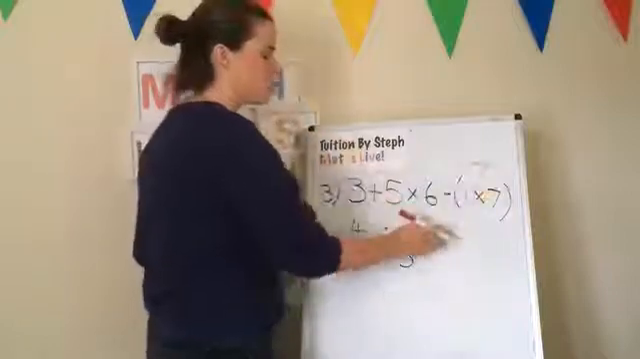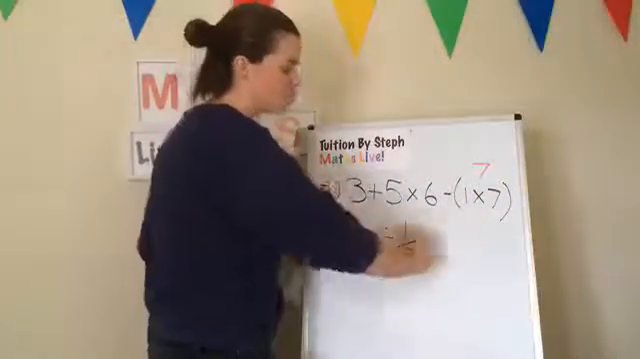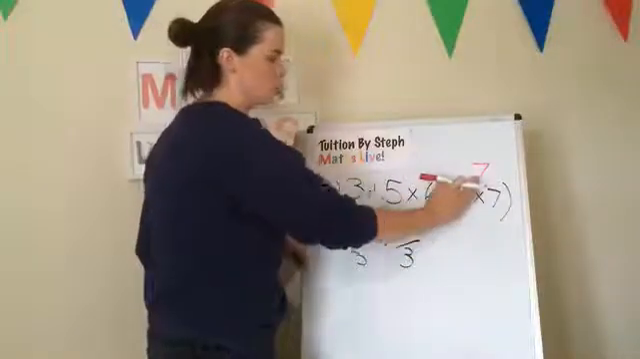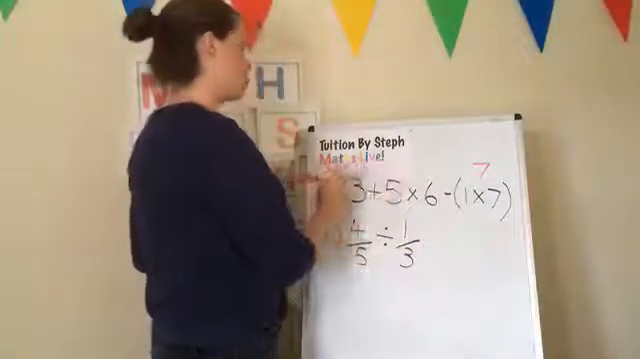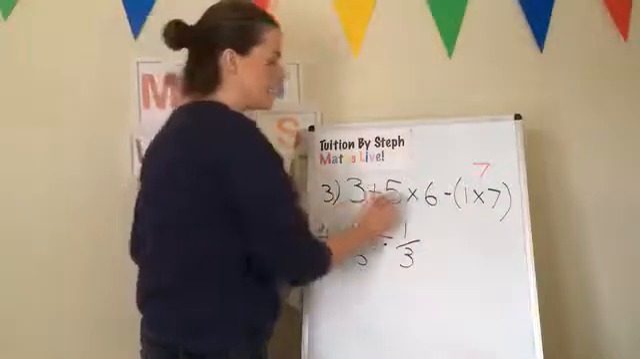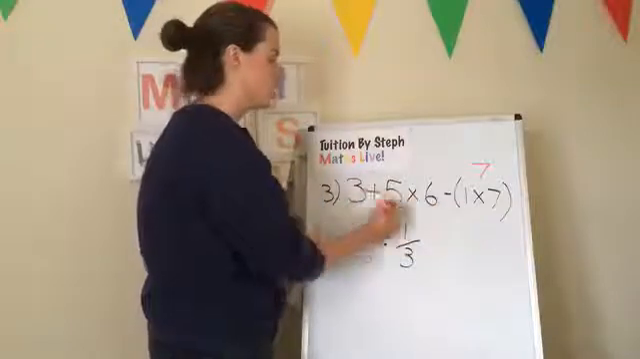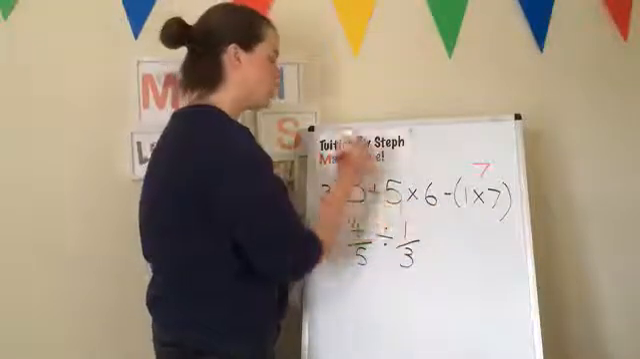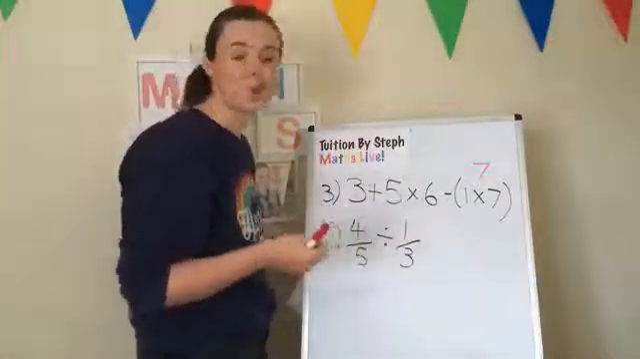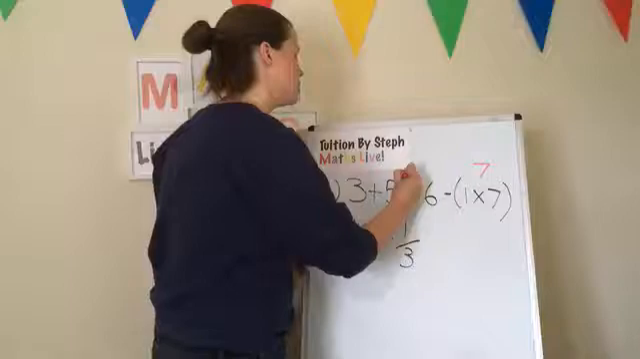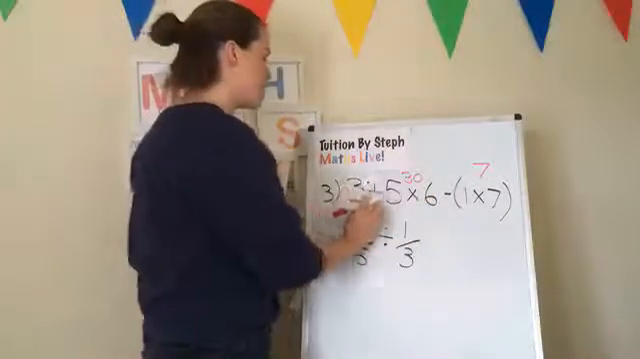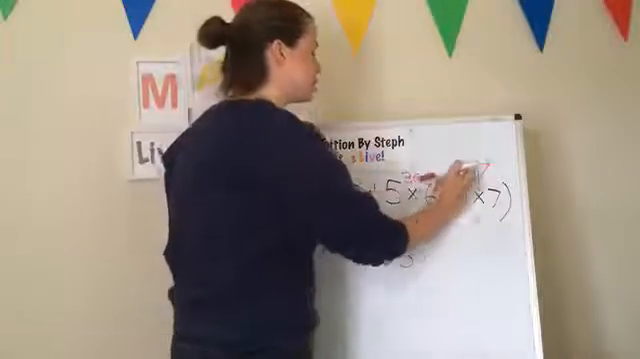Okay? I like to rewrite the sums as I'm doing it. So you could rub it out, but I want to leave it there. So currently we have 3 plus 5 times 6 take away 7. Okay? Now, the next part is the multiplication. I need to do the multiplication bit first. So 5 sixes, so 1 6 is 6, 2 6 is 12, 3 6 are 18, 4 6 is 24, 5 sixes are 30. So now it is 3 plus 30 take away 7.